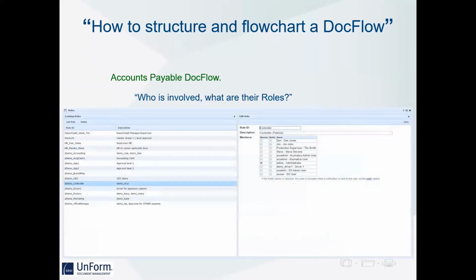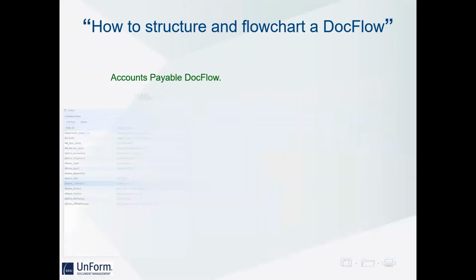So this is an example, a screenshot of what we're going to talk about next week. This is where the roles are. In here we have the controller as a role, and the role ID is the controller, and the description is Patricia, she is the controller. That defines that she is an administrative user, which means she can see all the documents and all the packets in each of the workflows that are under her purview, under accounts payable or accounting workflows.